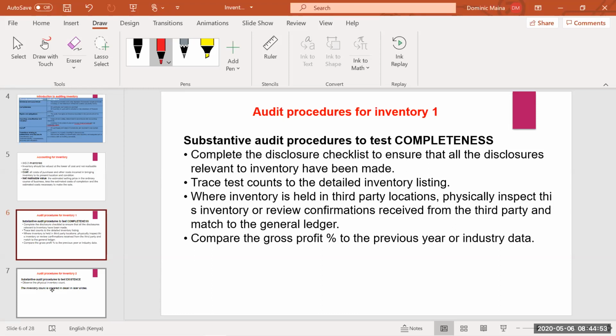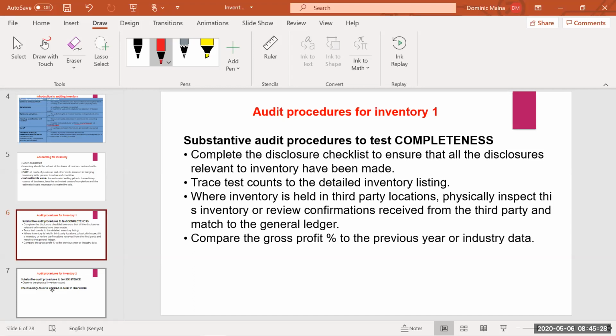You can also trace test counts to the detailed inventory listing. As we mentioned, one of the key unique procedures that we shall be using is the test count. Test count simply means you don't have to be involved as an auditor in counting every single transaction. That is going to be the work of the internal audit department of the client, whose main duty is reviewing how the inventory count is being carried out.